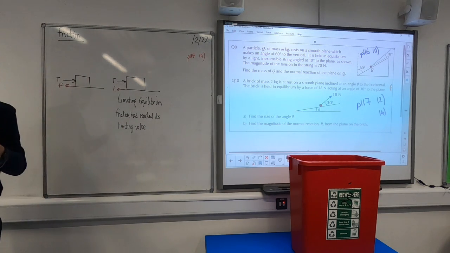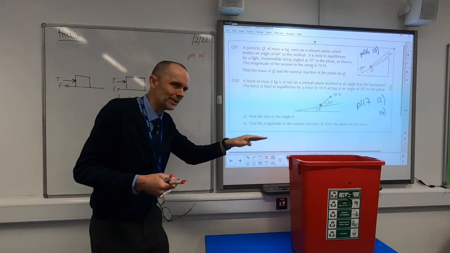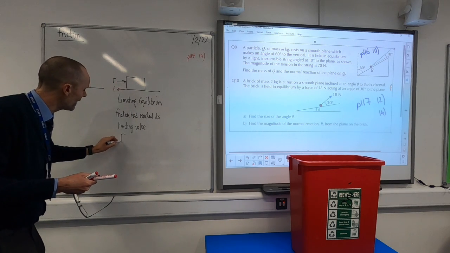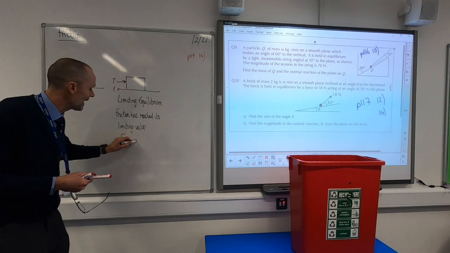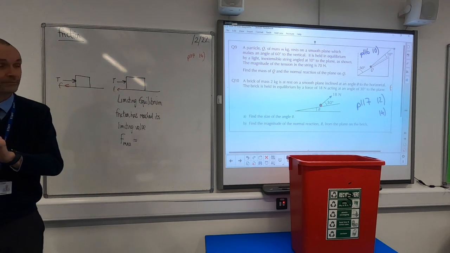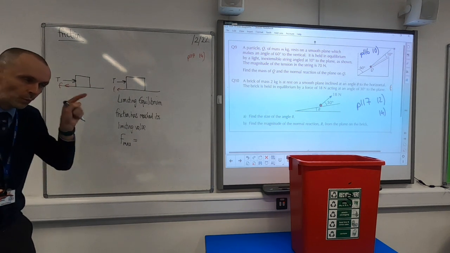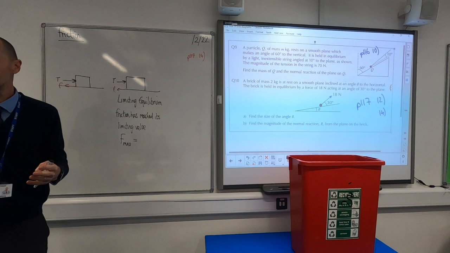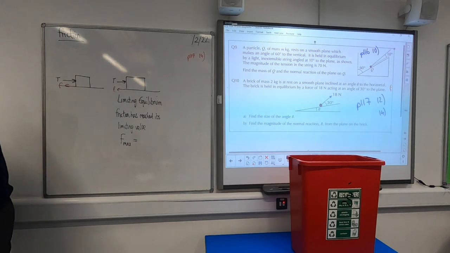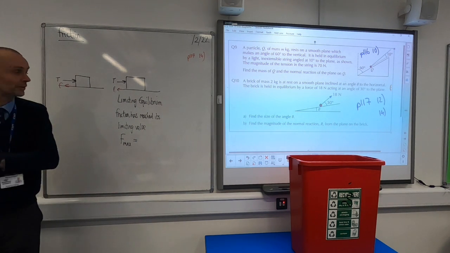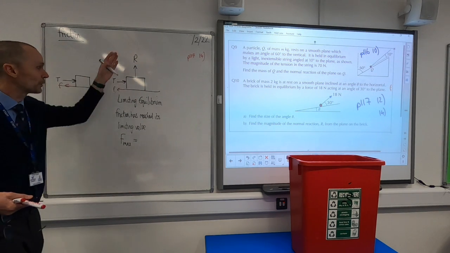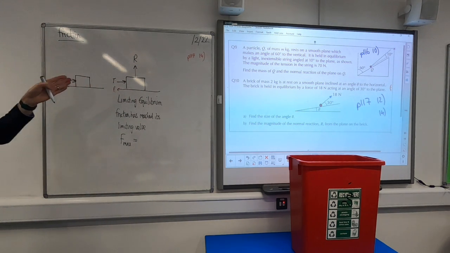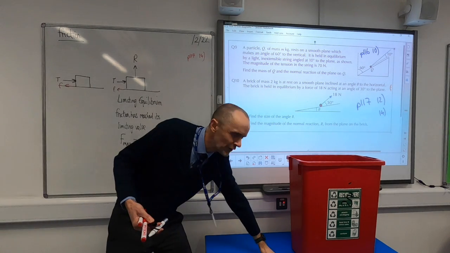What is the size of that value? How can I work out at what point it's going to give up? Well, the maximum value that it can resist me by is actually a function of two things. It's a function of the weight of the box. Heavier things, harder to move. Filing cabinet, harder to move, more force. So it's a function of the reaction force, which of course is, in this case, exactly the same as the weight in reverse. But it's also to do with the nature of the surface, isn't it?